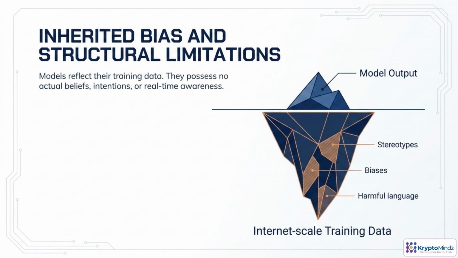Large language models don't invent their own values, they mirror their training data. Any stereotypes, biases, or harmful language in that data can quietly appear in their answers. They also lack real understanding and up-to-date awareness. That means it's on us to ask safe questions, apply judgment, and double-check outputs, especially in sensitive or high-impact contexts.